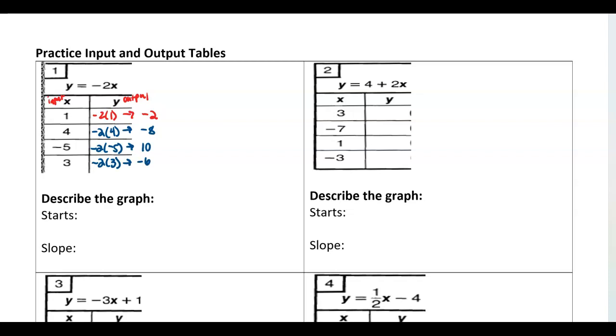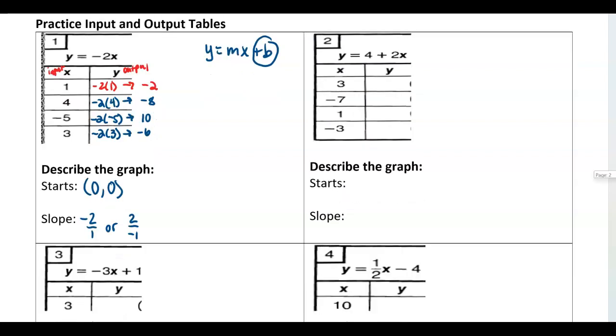So describe the graph. It starts at 0, 0, because remember in y equals mx plus b, if there is no plus b, then it's 0. And in this case, we have no plus b. And the slope is negative 2 over 1 or 2 over negative 1. All right, let's do a little bit more difficult one.